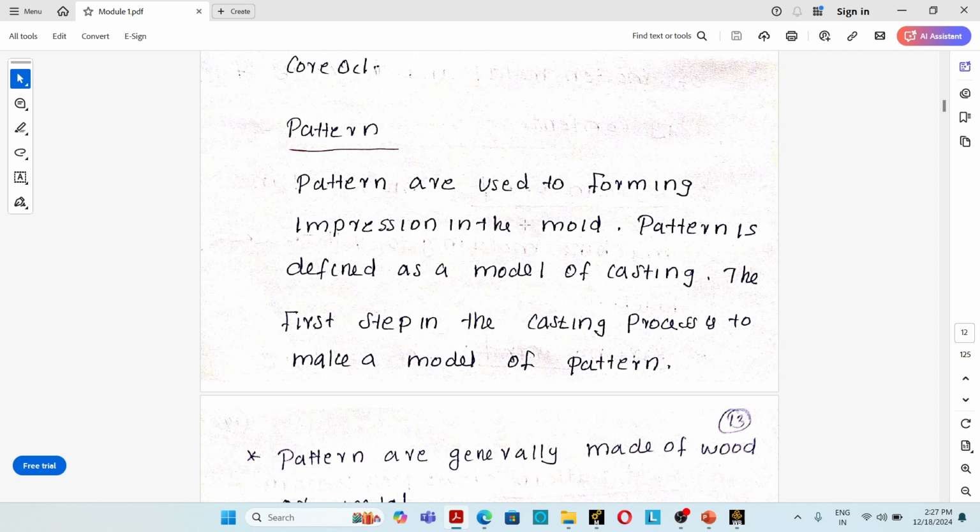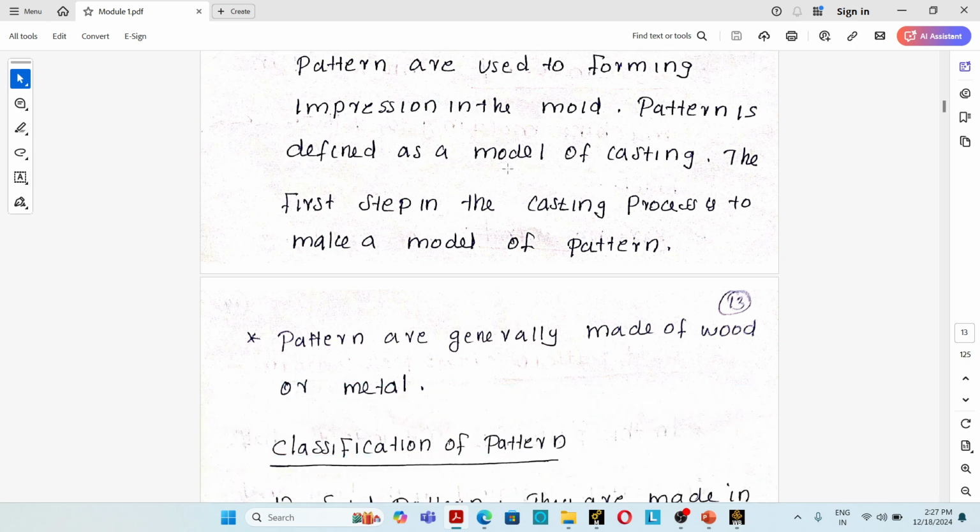Patterns are used for forming impressions in the mold. A pattern is defined as a model of casting. The first step in a sand casting process is making a pattern. Patterns are generally made up of wood or metals.